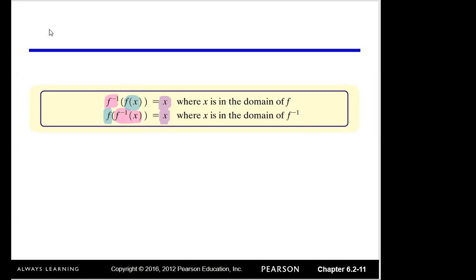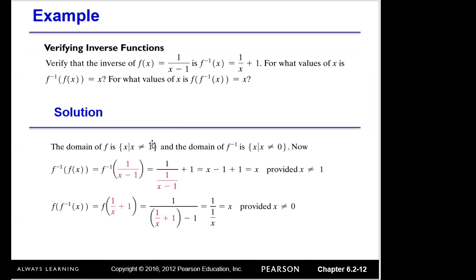And you can use that as a test, like when they ask you to find the inverse and you're like, okay, this is the answer I got. Is this right? Did I do my algebra right? Well, you could always check them composite wise and see if they both equal x, and then you'll know you did it right. But nobody ever does that, but you could, like they do in this example. It says verify that the inverse of f of x equal to 1 over x minus 1 is this right here. They're saying f negative 1 of x is going to equal 1 over x plus 1. And then it says for what values of x is the composite function equal to x, and for what values of x is blah, blah, blah.